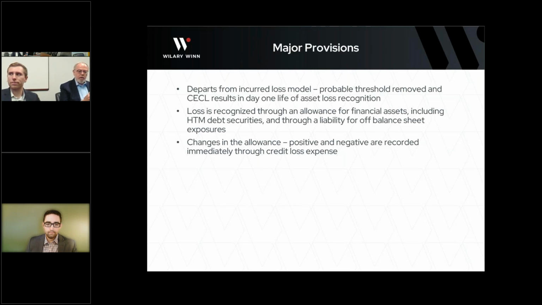The loss is recognized through an allowance for financial assets, including HTM, we already talked about that, and through a liability for the off-balance sheet exposures that we alluded to on the previous slide. Changes through the allowance, positive or negative, immediately hit the P&L.